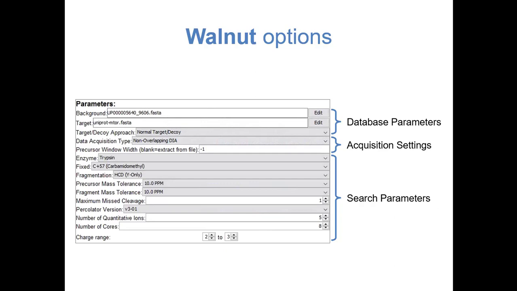You have acquisition settings. So you've got overlapping DIA versus non-overlapping DIA, and that's based on what we were talking about before. If you're using a SCIEX instrument, you might need to indicate what the precursor isolation window width was. Finally, you're going to have typical database search engine parameters. So things like what enzyme you used. Did you use fixed modifications of cysteine? What are your precursor and fragment mass tolerances? And how many miscleavages and what charge states you're willing to consider. Those are normal questions that you're used to answering if you're using Mascot or Sequest.